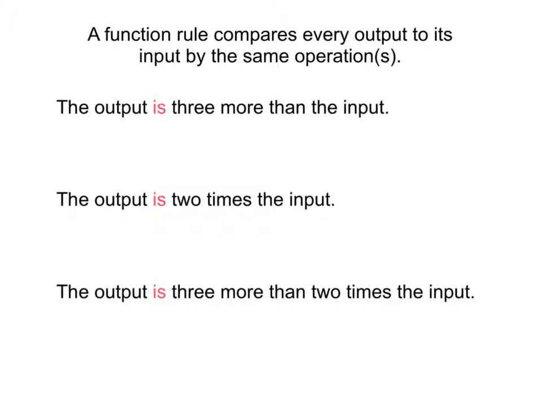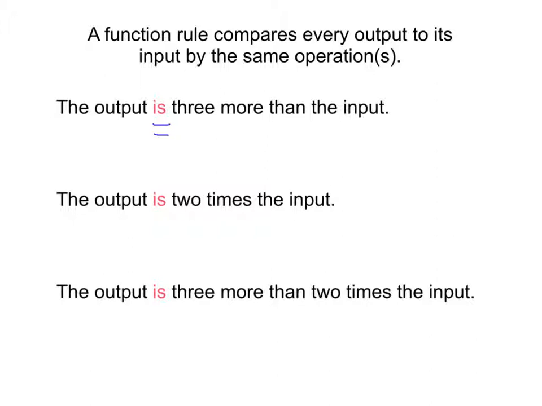So a function will be based on a function rule, and the function rule is basically a comparison, and what it does is it compares every output to the input, and it always is going to be by the same operation or operations. So if you look below on this screen, you're going to see 3 different function rules. All of them are using the word is, and that's a very important word because in math the word is going to tell you where the equal sign goes in your function rule or your equation.